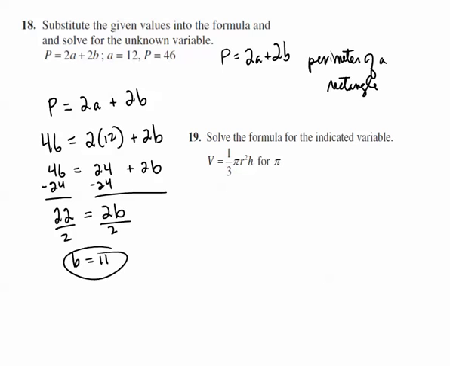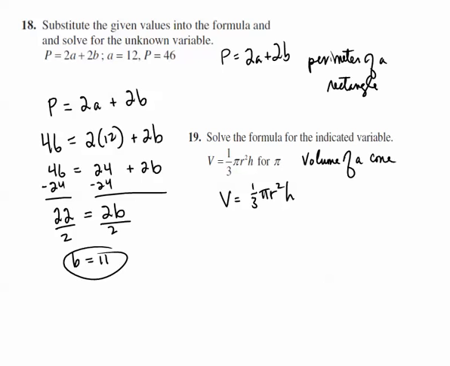For number 19 then, we're just asked to solve the formula for the indicated variable. In this case, we don't have any values to plug in and solve, so we're just going to have to isolate the variable pi. And we start with V is equal to 1/3 pi r squared h. This happens to be the formula for the volume of a cone.